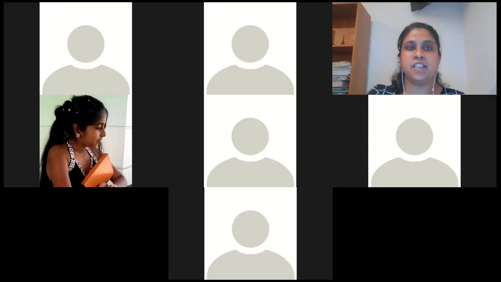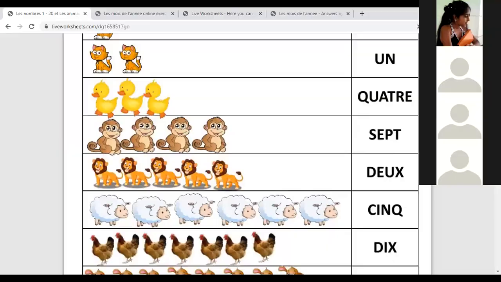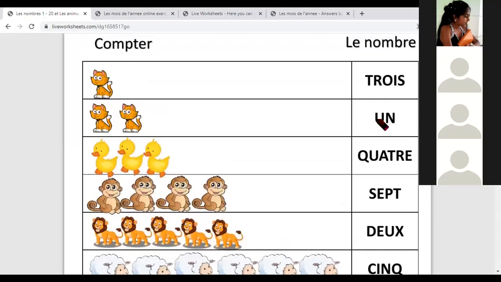Okay, final worksheet for today. It's again, you need to match. Those are very, very easy ones made for kids, actually. Since it's your first week, we are doing it. Go to this one. There you have the numbers. You need to match them. Go ahead.